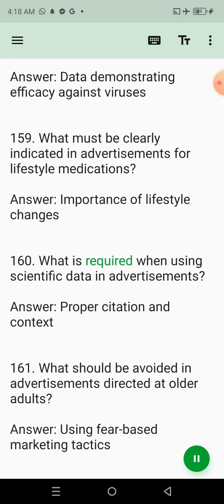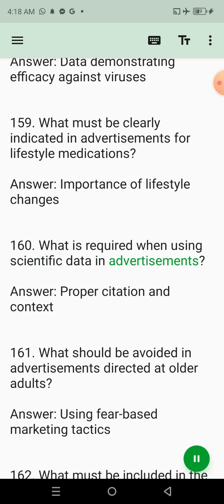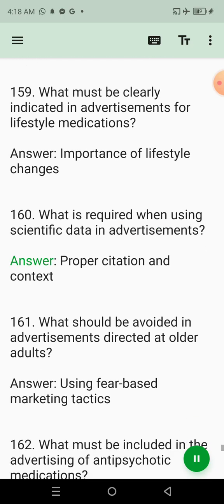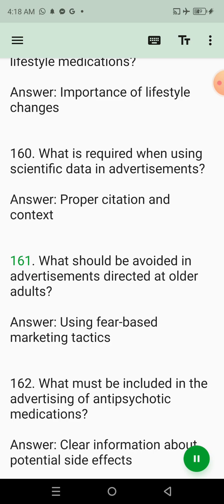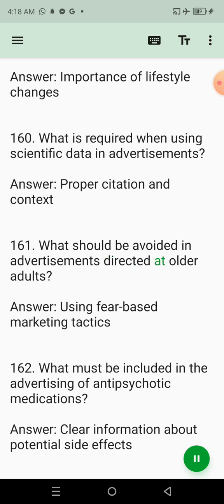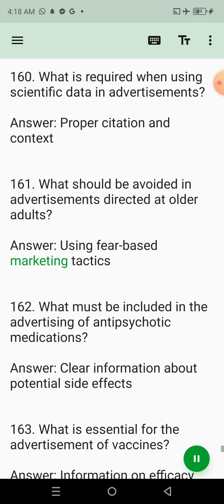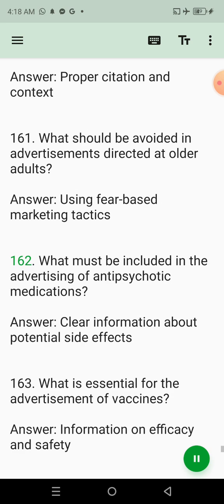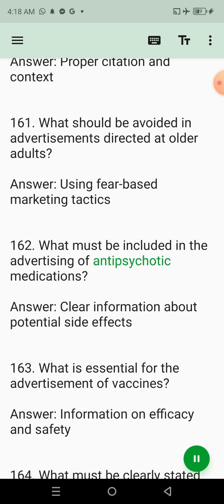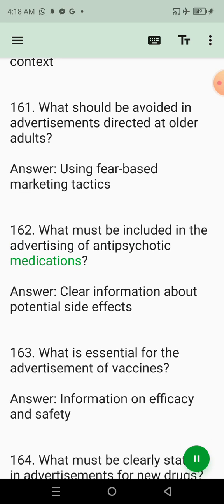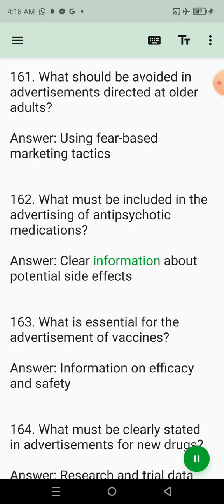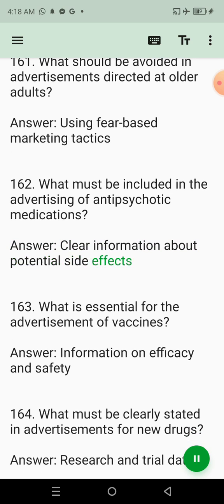160. What is required when using scientific data in advertisements? Answer: proper citation and context. 161. What should be avoided in advertisements directed at older adults? Answer: using fear-based marketing tactics. 162. What must be included in the advertising of antipsychotic medications? Answer: clear information about potential side effects.